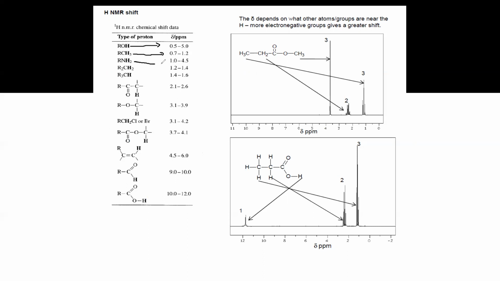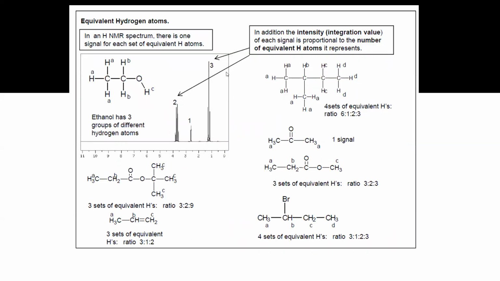If NH2 is there, with R meaning alkyl, a carbon chain next to it, from 1 to 4.5. If a CH2 group is there, next to that is an alkyl group, so 1.2 to 1.4. If CH is there, next to that is the 3 carbon chain, then 1.4 to 1.6. But you don't have to memorize this. What you have to do is use a data booklet, and using a data booklet, you can work it out.